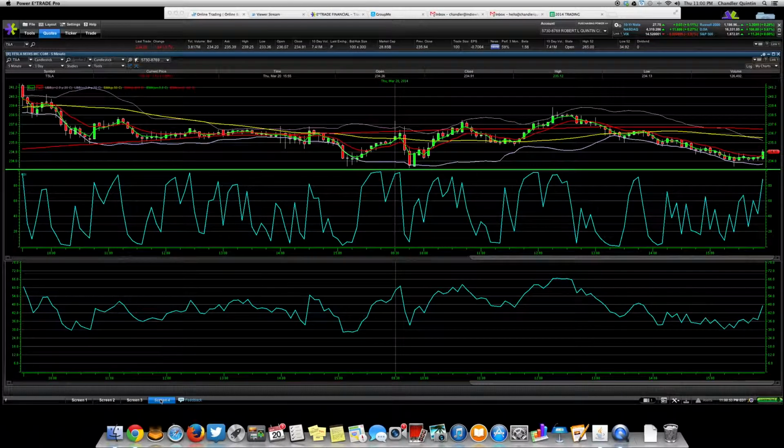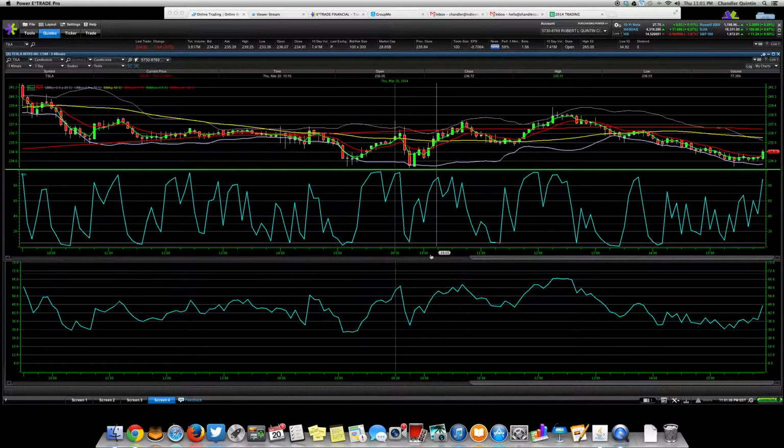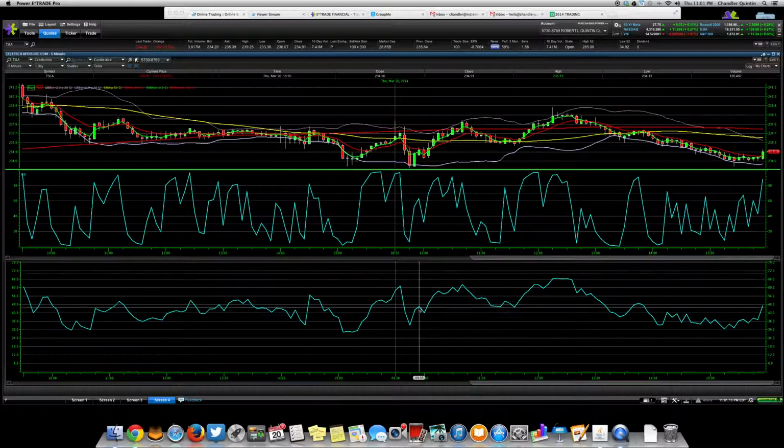And the fourth screen, I have 2 charts that are stacked, simple candlestick chart with RSI on the top, and on the bottom it's the same chart except the candlestick is squished, and I have RSI on the bottom as well. Now I have 2 different RSIs here. I have RSI 2 and RSI 14. RSI 2 is on the top, RSI 14 is on the bottom, and I'll get into that in another video.